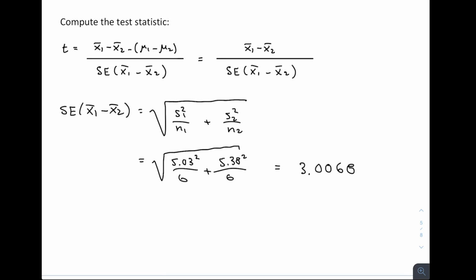Let's now use the standard error to compute the test statistic. I've replaced the two sample means from the problem, and I've replaced the standard error with that which I've just calculated. I use my calculator to find the test statistic to be negative 4.523.